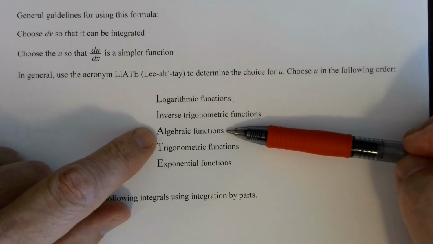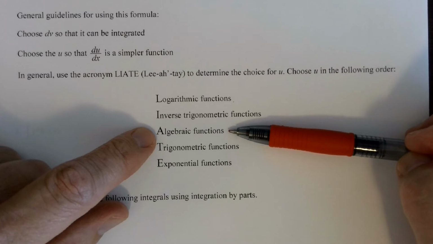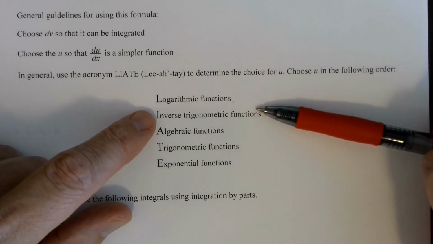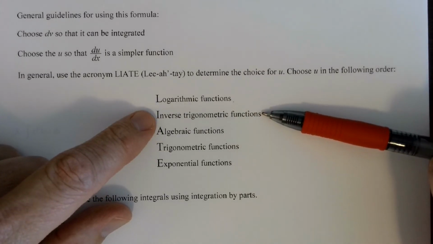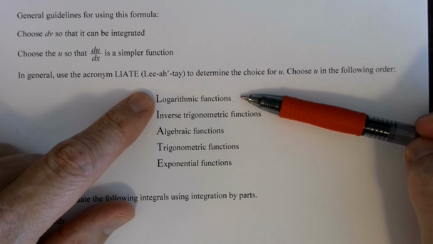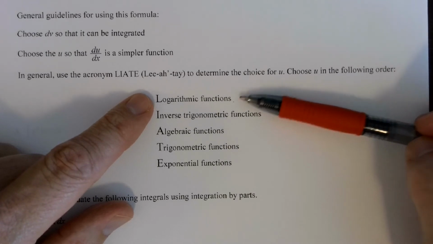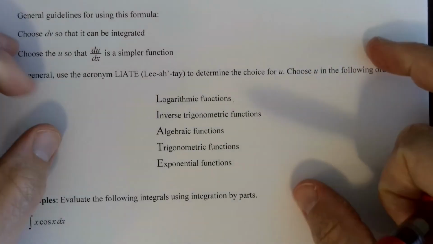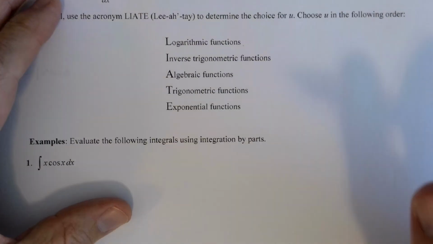But with algebraic, they get simpler, right? x squared becomes 2x, or 2x just becomes 2. Inverse trig, they get simpler in the sense that the inverse tangent, for instance, has derivative 1 divided by 1 plus x squared, right? So it gets simpler in terms of not being transcendental anymore. It's just algebraic. And log functions like the natural log of x, its derivative is 1 over x, so it too gets simpler. So those are the main choices.